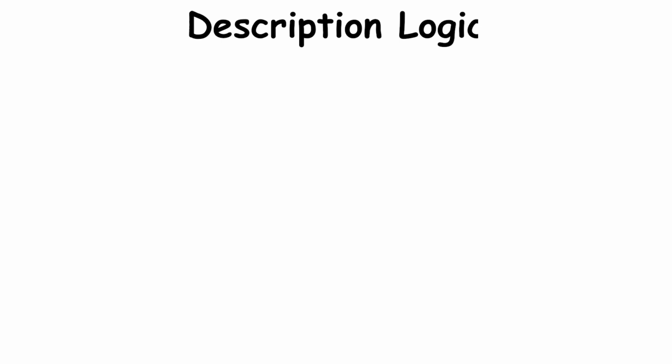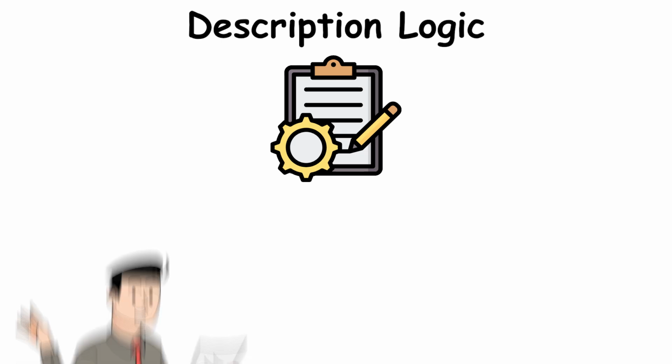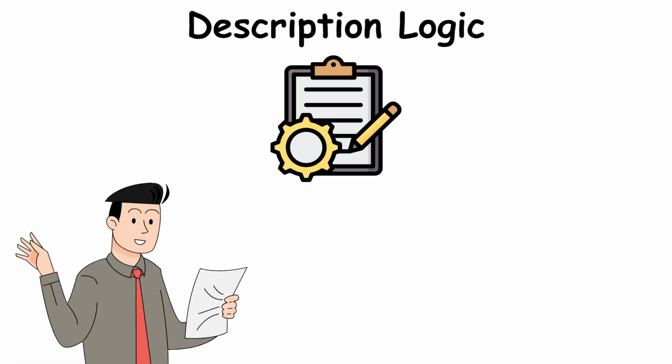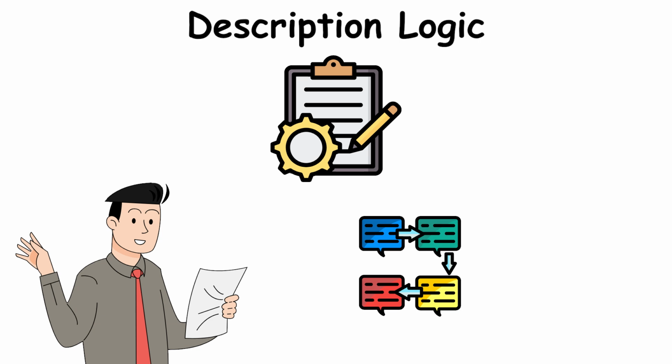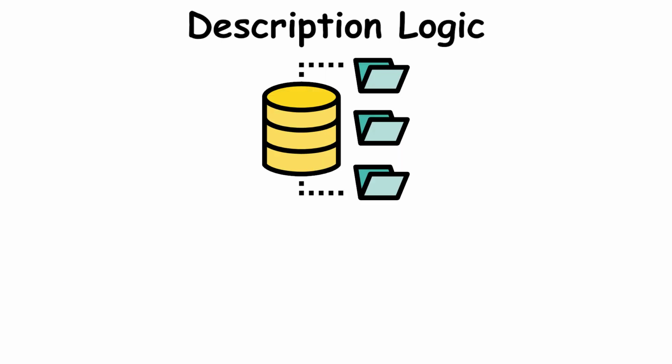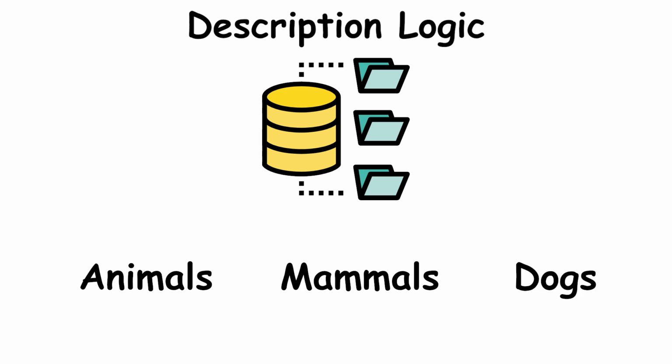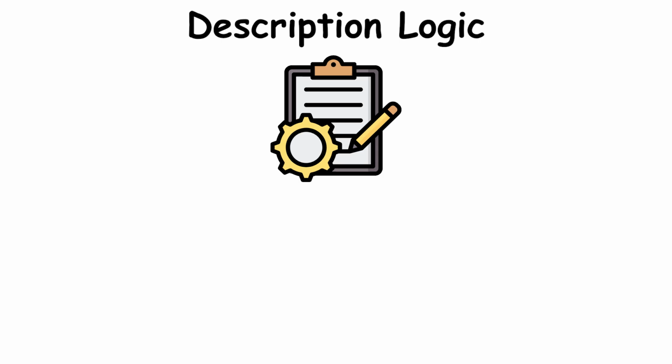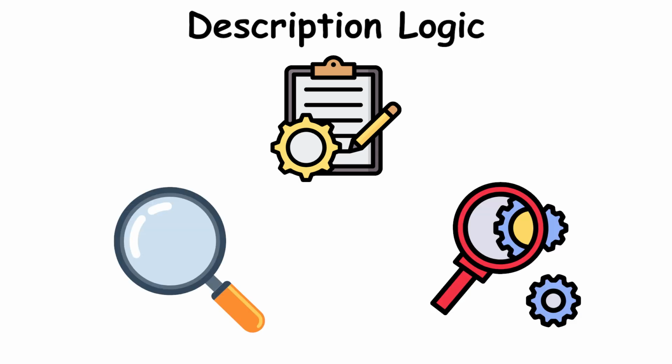13. Description logic. Description logic is about describing relationships between concepts in a formal language, often used in semantic web and ontology-based systems. Example: in a database, you might have categories like animals, mammals, and dogs. Description logic helps define the relationships between these categories, making information easier to search and analyze.